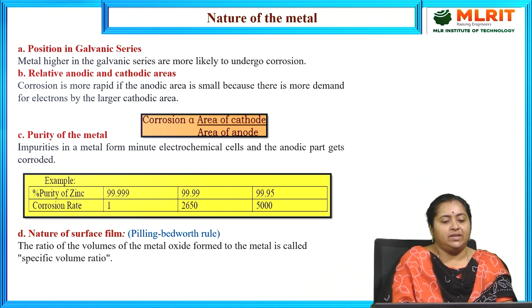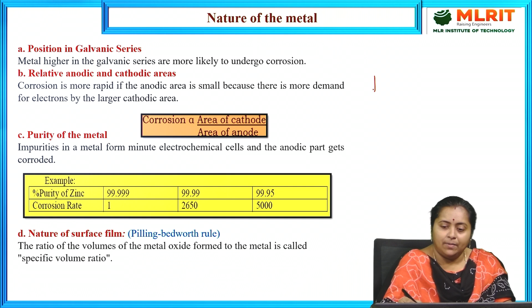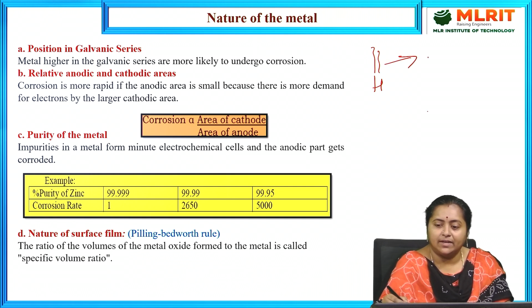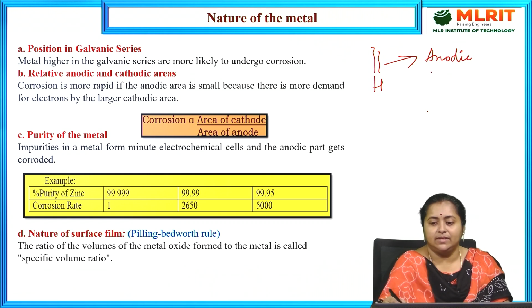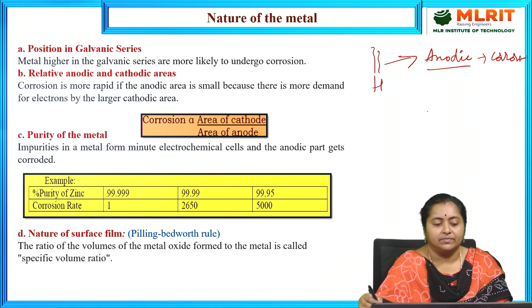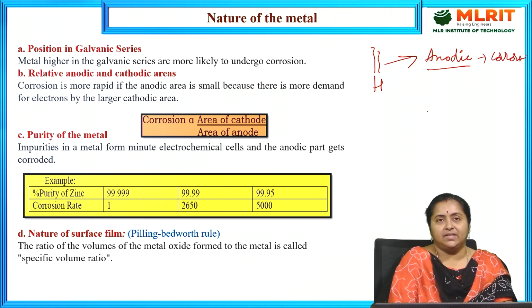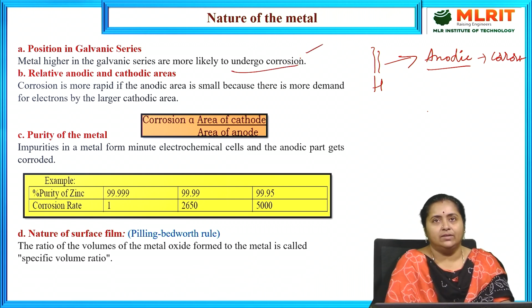In the galvanic series, hydrogen is considered as a reference because its potential is arbitrarily fixed as 0. The metals which are placed in the highest position in the galvanic series, that means above hydrogen, will act as more anodic or more active metals. These will get involved in the corrosion reaction very fast. That means a metal placed in a higher position in the galvanic series will usually undergo corrosion reaction.